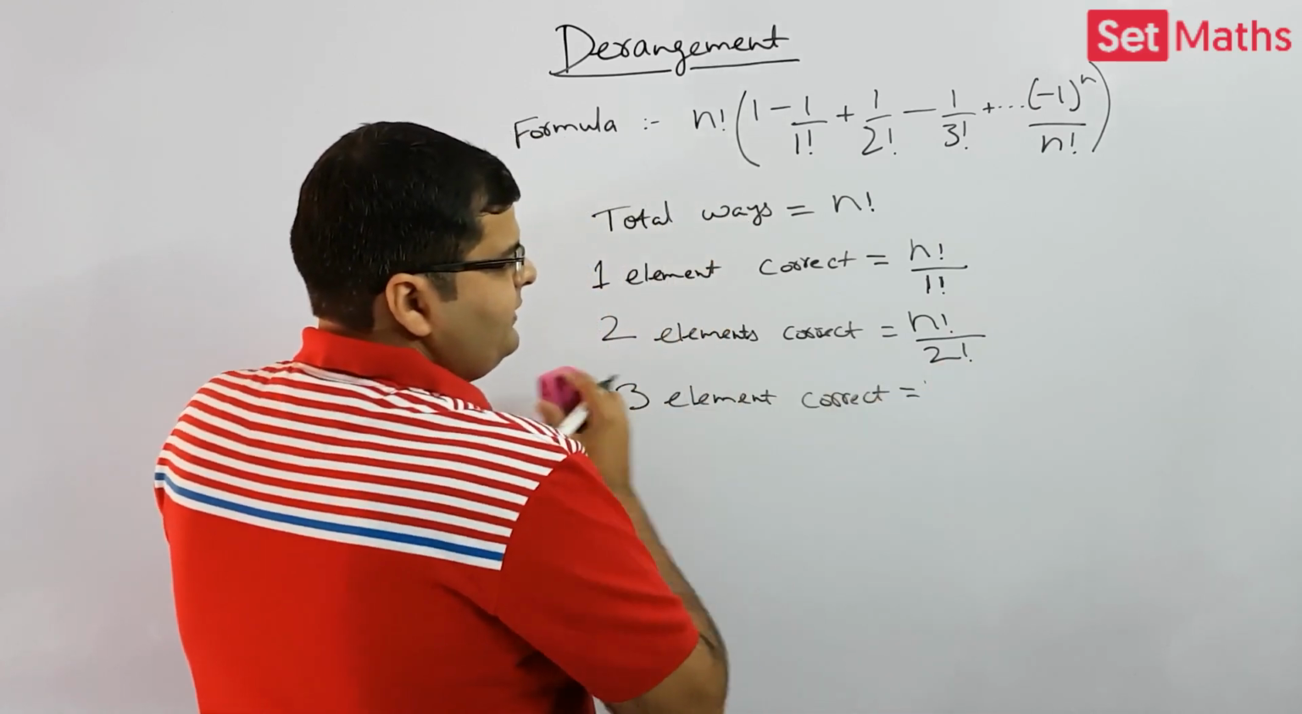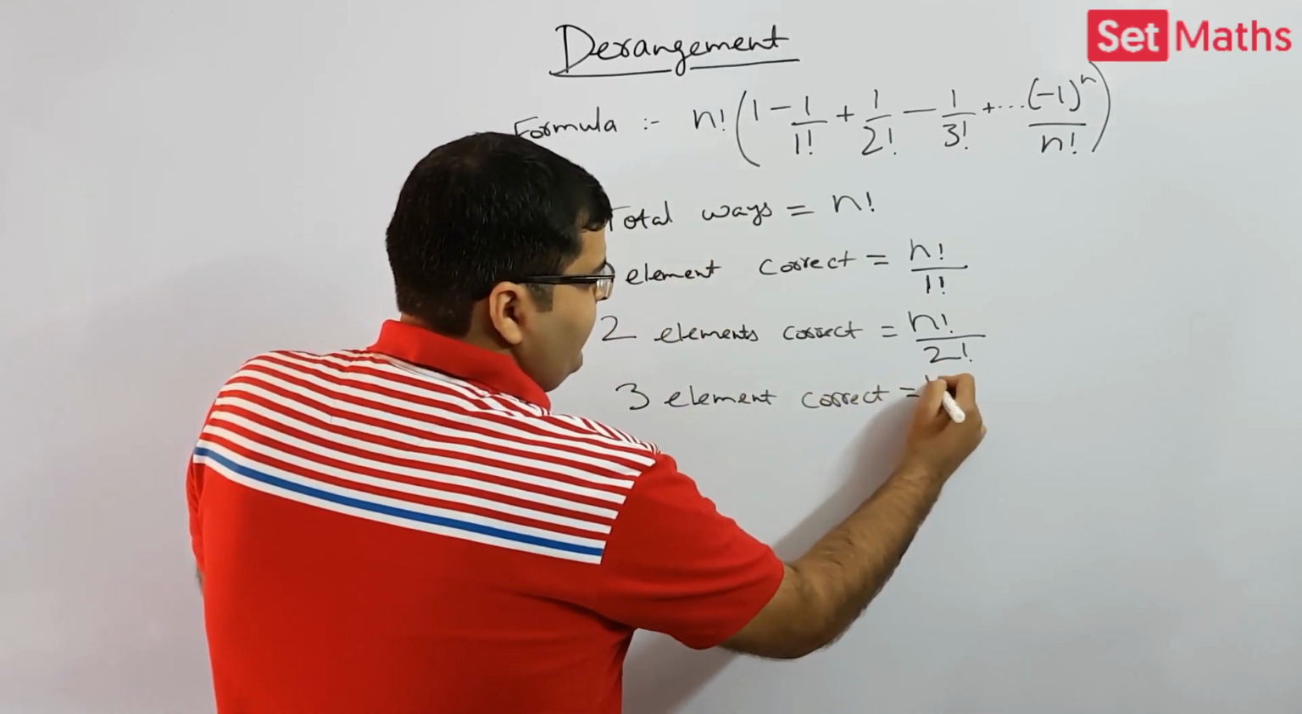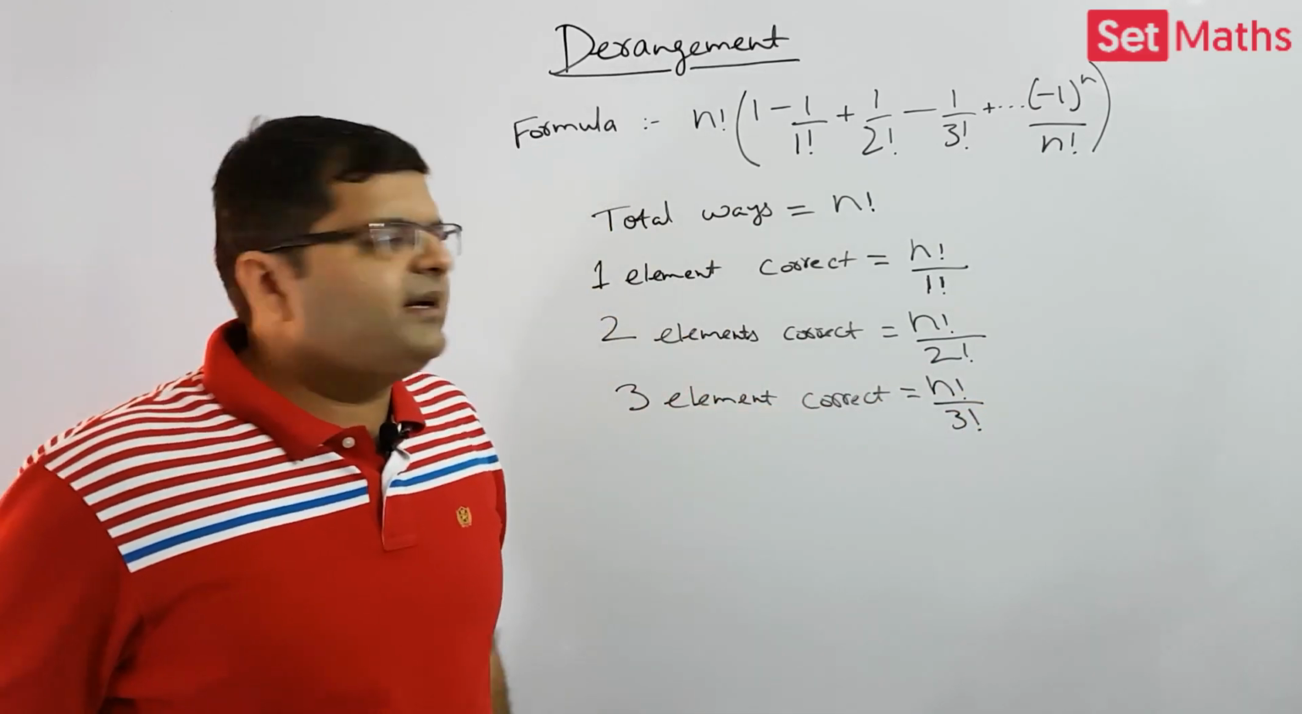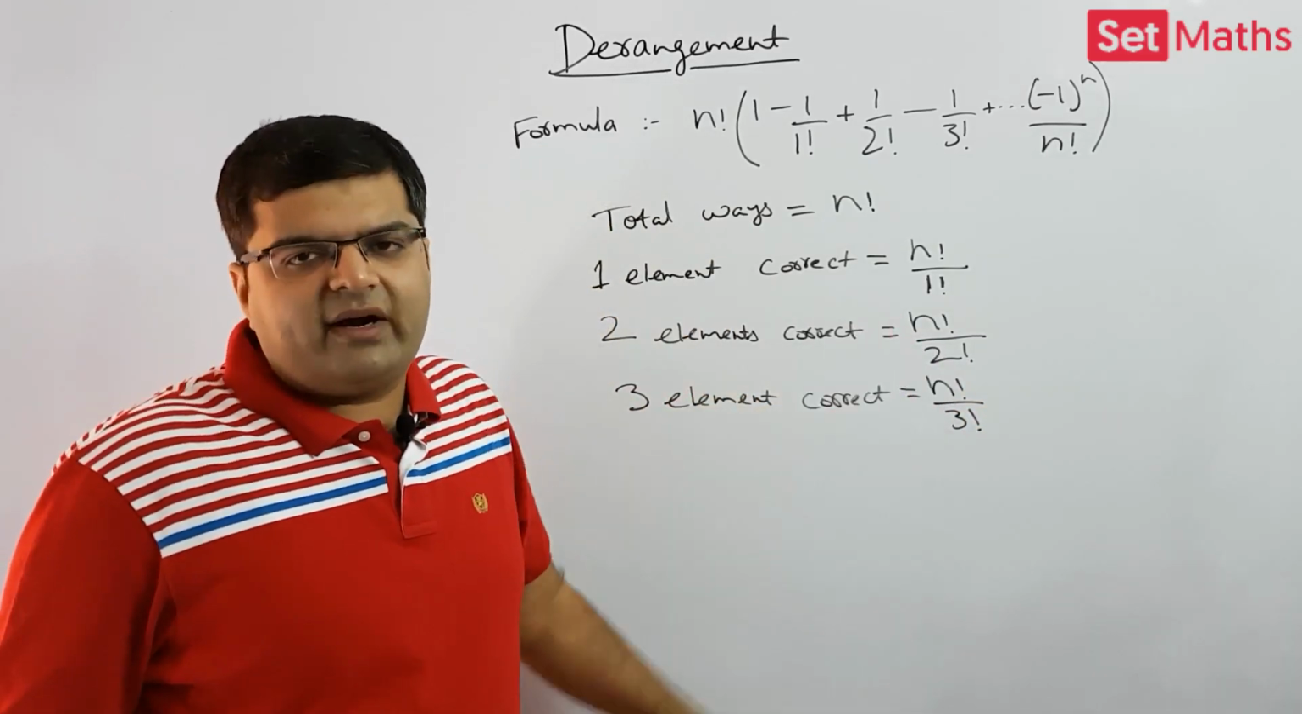Looking at the pattern, it will be n factorial upon 3 factorial. Similarly, if there are 4 elements correctly placed, then it will be n factorial by 4 factorial.